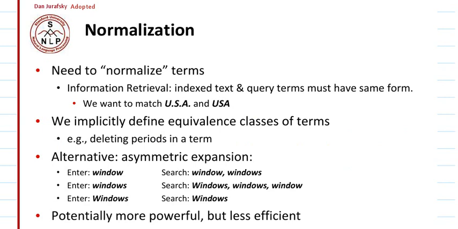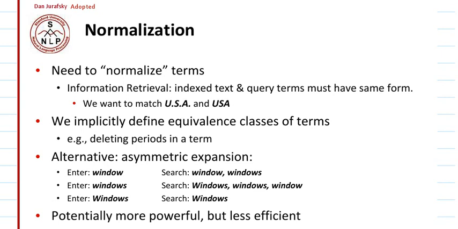right? So now these have to be converted into a single form. Either I have to convert this as U.S.A. or I have to convert this as USA, right? Otherwise there will be discrepancies. So this is also part of normalization. In most cases we remove the periods and make it USA, but again I say that it depends upon the specific type of task and problem. So we implicitly define equivalence classes of the terms, for example deleting the period in a term. So we delete the period or we may not delete the period, right?